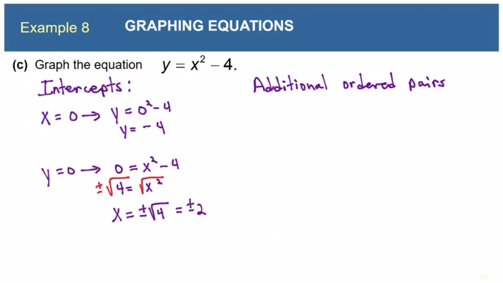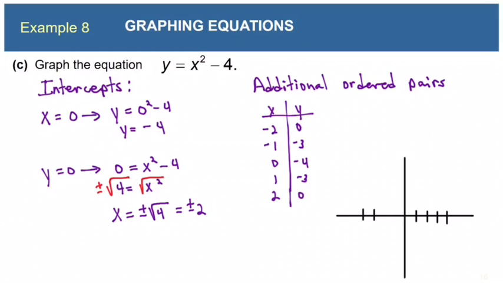Now our additional ordered pairs that we had already calculated, now let's try to plot these. First of all, our y-intercept is negative 4, and our two x-intercepts are negative 2 and positive 2. And now I've already plotted this one, but let's do negative 1, negative 3, and positive 1, negative 3, and we'll connect those with a smooth curve, and that is the graph of a parabola.